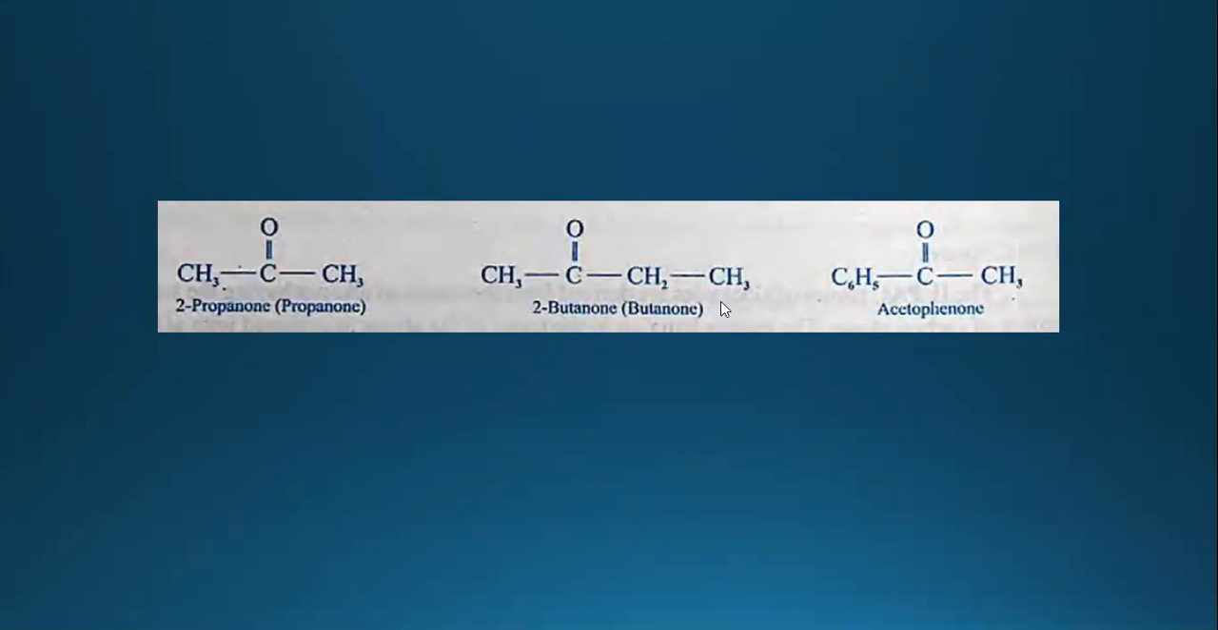In the same way, now in this case the numbering will start from this end, but not from the other end, because if you number from the other end, then the carbonyl group will get the number 3, which is away from the carbonyl end. But if you follow the numbering from this end, then the carbonyl group will get the number 2. So the name of this compound is 2-butanone. And finally, this one is known as acetophenone.